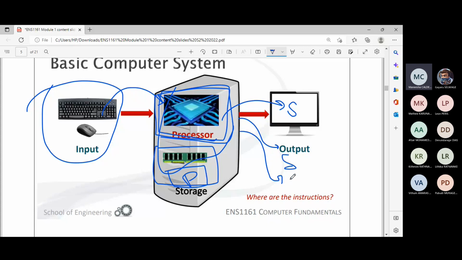Nowadays, we have much more complex input and output devices. Now, I have a question. Sorry, first of all, do you have any questions up to now? No questions? Okay. I have a question then.